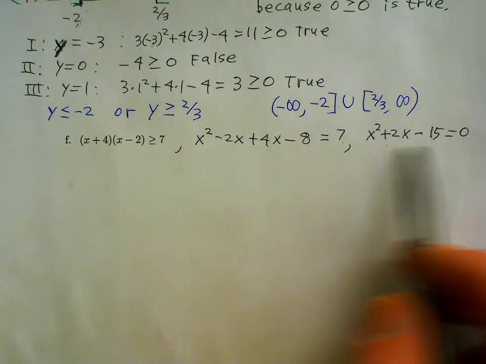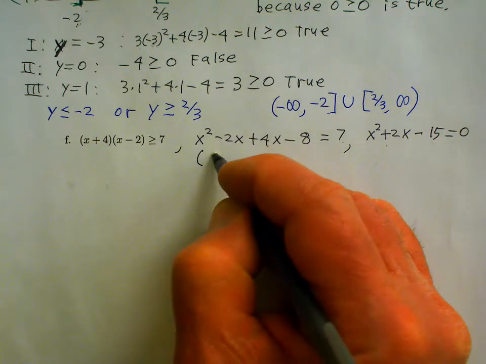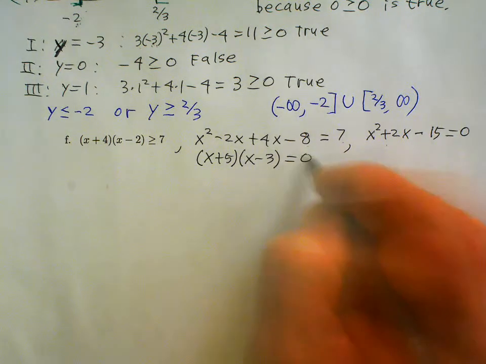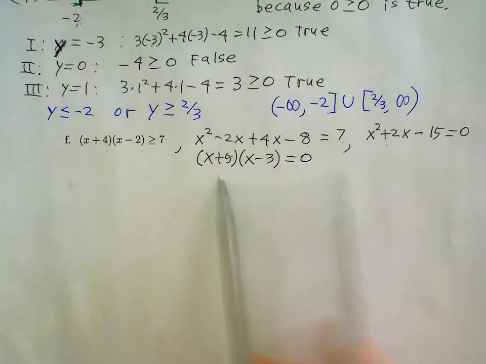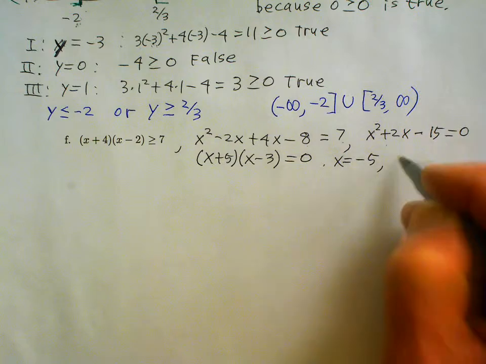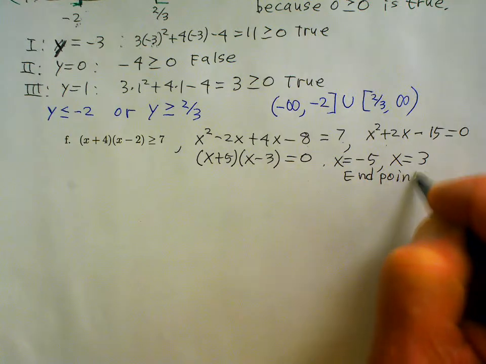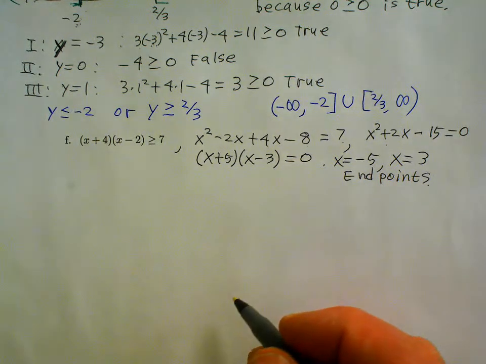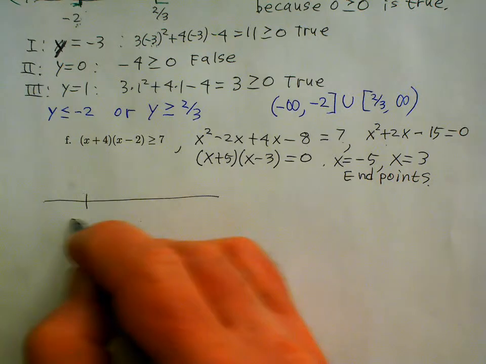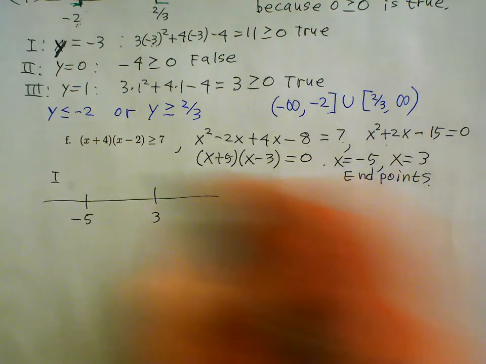And then we solve this equation for x to find the endpoints. We can factor this. One of the factors is x plus 5. The other factor is x minus 3. And so the endpoints are -5 and +3. Those are the endpoints. So plot the endpoints, -5 and 3. They divide the number line into 3 separate intervals.